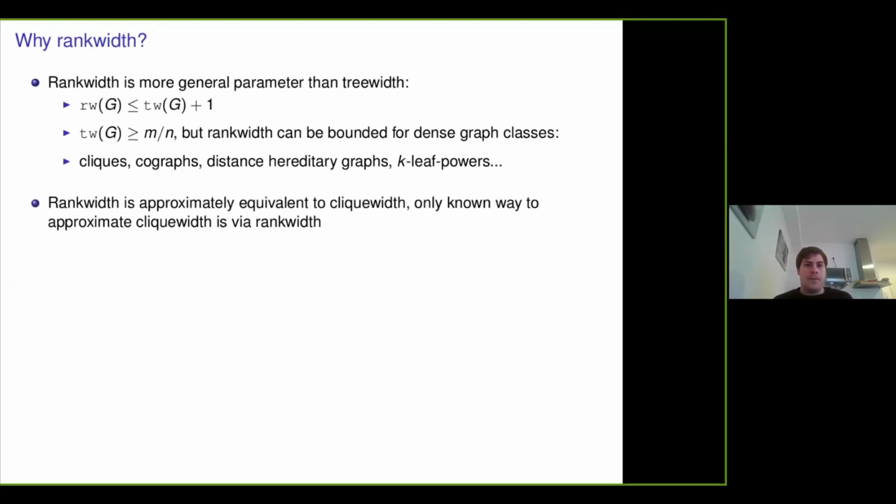And also, if you know the parameter clique width, then rank width is approximately equivalent to clique width. Rank width is bounded if and only if clique width is bounded. The historic thing here is that clique width was introduced first, but then rank width was introduced to give an approximation algorithm for clique width, and still the only known way to approximate clique width is by using rank width.